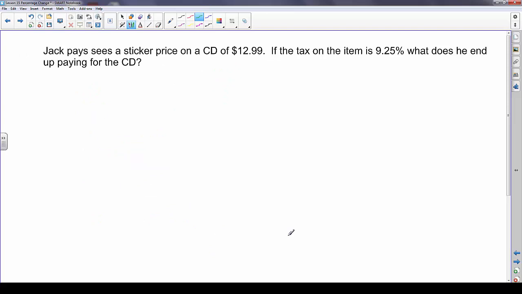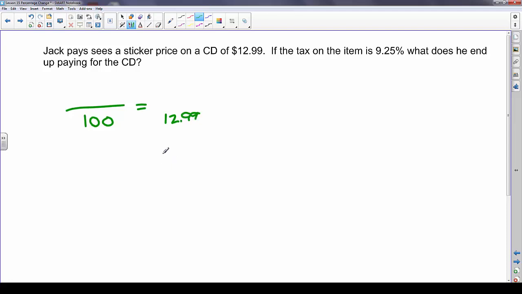All right, so here's a little twist. Jack sees a sticker price on a CD of $12.99. If the tax on the item is 9.25%, what's he end up paying for the CD? There's a couple of ways to do this. I like doing it a little bit different than you might be used to, but I say the original price of my CD is at 100%, and I call that the $12.99.